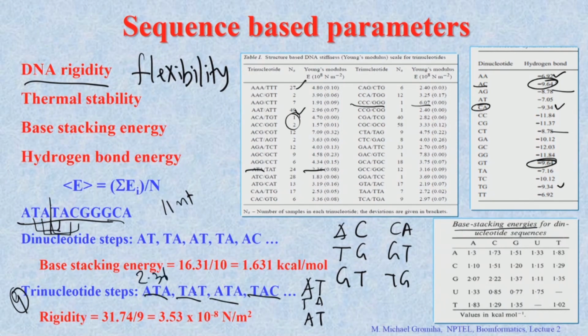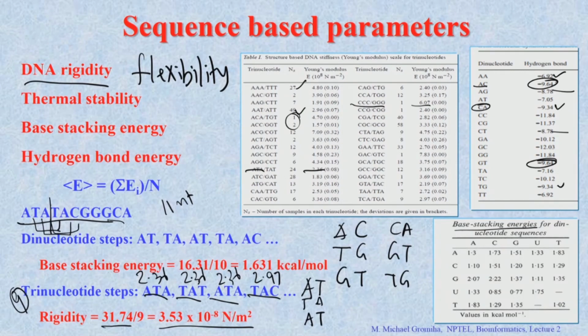What is the value for TAT? The same, 2.36. ATA is again 2.36, and TAC is 2.97. Add up all the values and finally you will get 31.74, and divide by the total number of possibilities, that is 9. So 31.74 divided by 9 is equal to 3.53 times 10 to the power of Newton per meter square. So you will get the exact average rigidity for this particular DNA sequence.